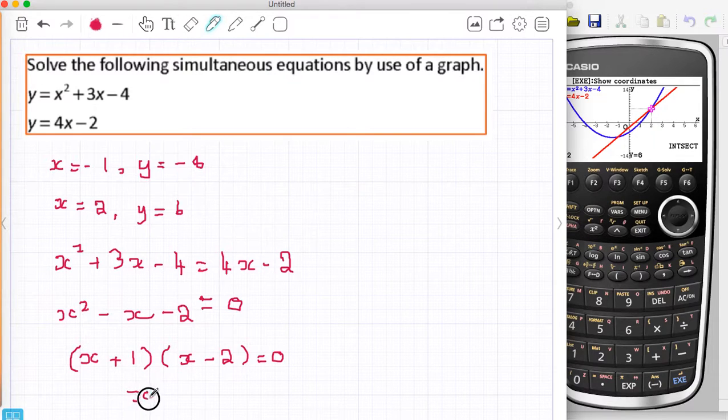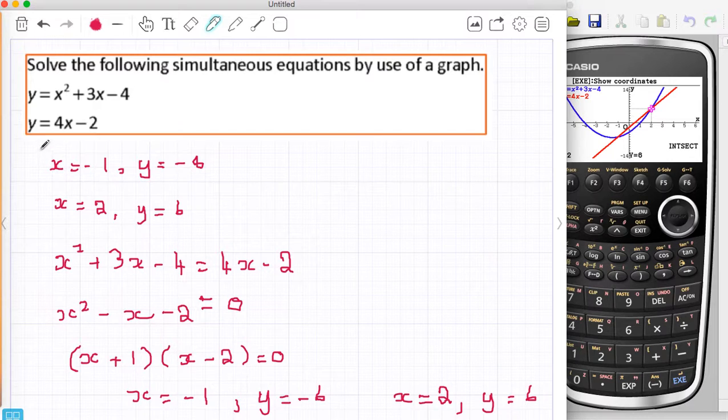So the x numbers are negative 1 from here, and the other x number from this bracket, I'm going to write over here, is 2. Now that's only the x numbers, and we want the y solution, so we're going to take the minus 1 and put it into the linear equation because it's much easier to work with the linear equation. 4 times minus 1 is minus 4, take away 2 is minus 6. And if we use the linear equation with 2, we've got 4 twos are 8, take away 2 gives me the 6 here.